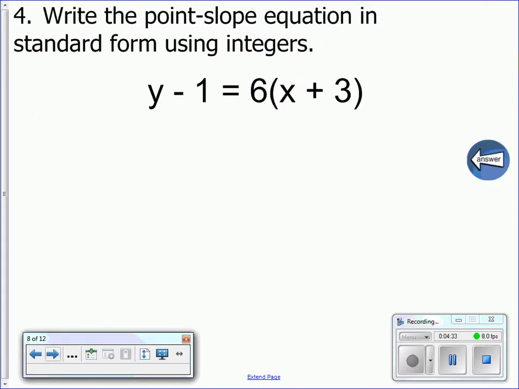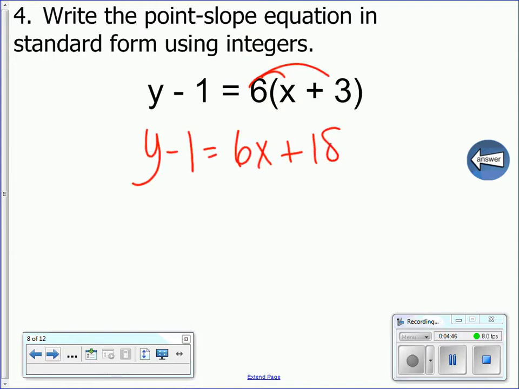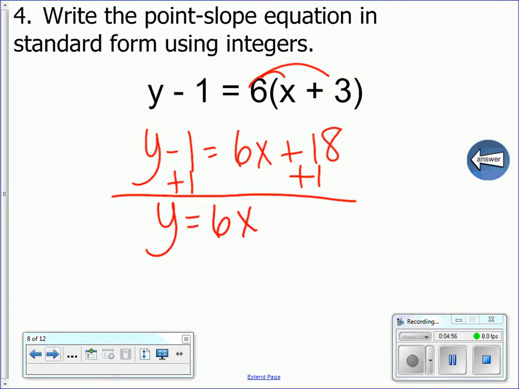All right, write the point-slope equation in standard form using integers. So the first thing I'm going to do is distribute, and I get y minus 1 equals 6x plus 18. Now I know for standard form, I need to get this number over here. So y equals 6x plus 19. Well, there's our slope-intercept form.